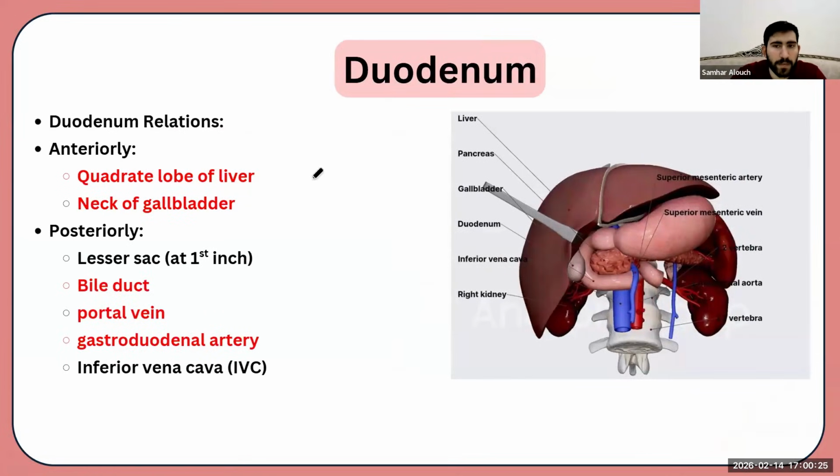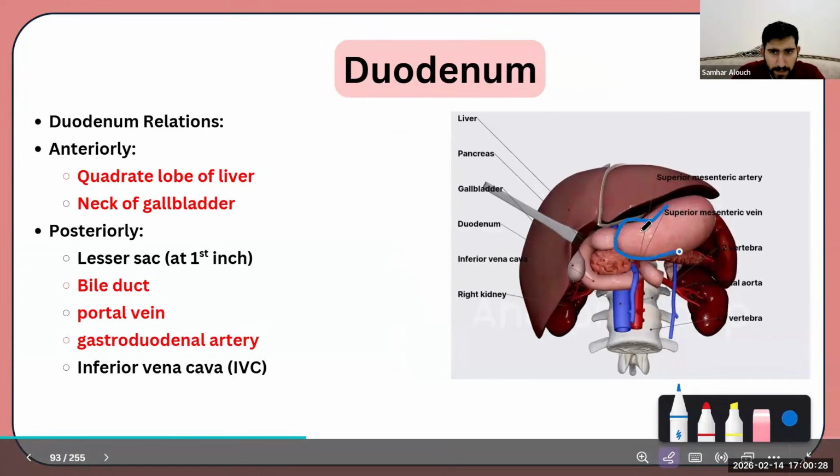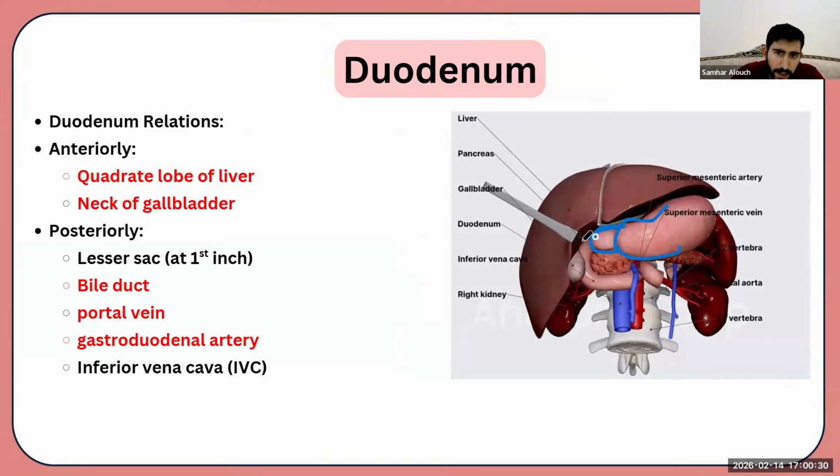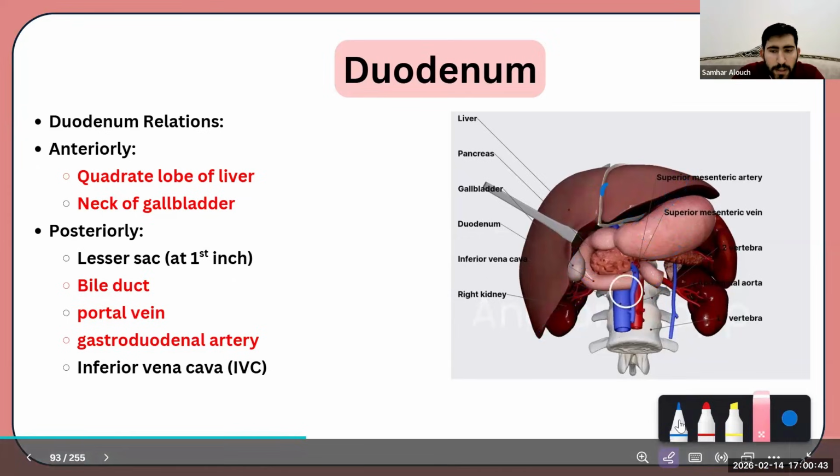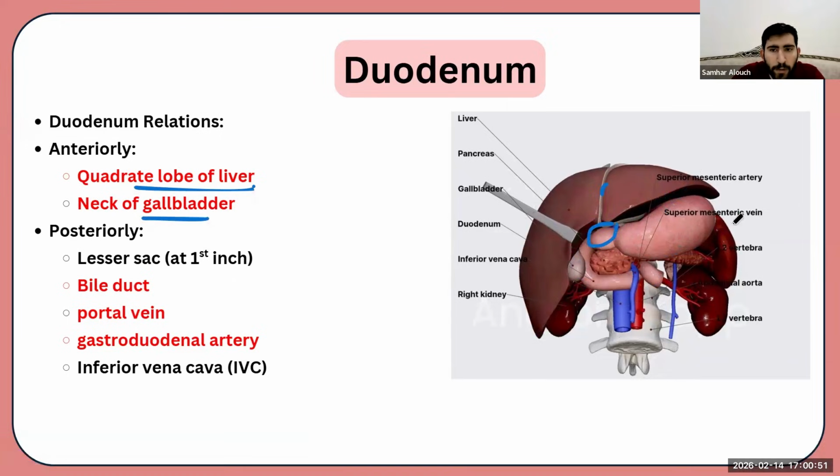Now, let's talk about some relations of the duodenum. So here we have the stomach, and it's attached to the duodenum. Then the duodenum will go like this and circulate around the pancreas. Also, the duodenum, you shouldn't be able to see it because the liver should be covering it, but here they did cut it. So what are the relations to the duodenum? Anteriorly, like in front of the duodenum, we will have the quadrate lobe of the liver and neck of gallbladder. Normally, we shouldn't be able to see this because the liver should be covering it with the gallbladder. So anteriorly to the duodenum, we have the quadrate lobe of the liver and neck of the gallbladder.